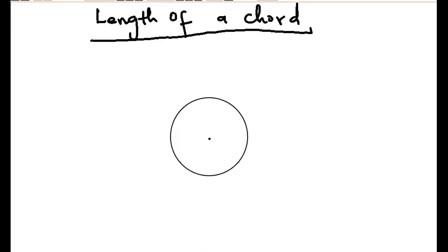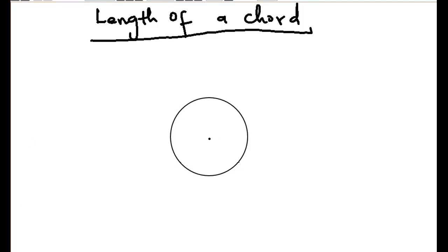So this is the next part of this topic. We have the length of a chord. So what is a chord? A chord is a line that is drawn from one part of the circumference to another part of the circumference.